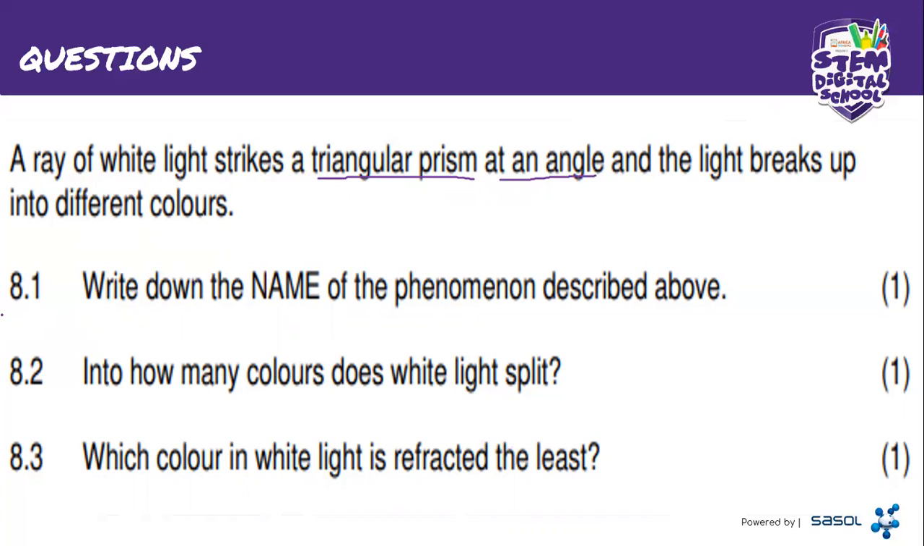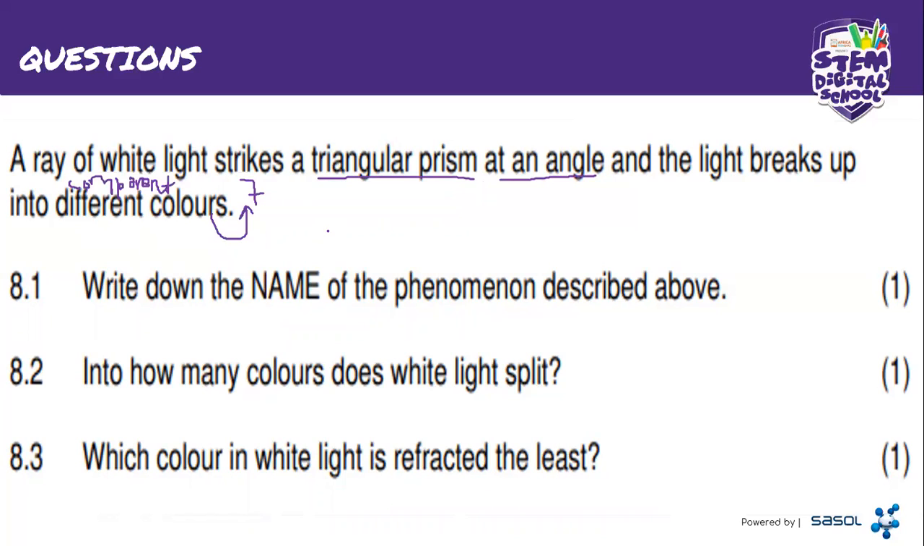And the light breaks up into different colors. Those different colors of light are its components. It is the component colors of the white light. And we know again that the component colors that make up one white light are 7 altogether. And we refer to that as the visible spectrum.